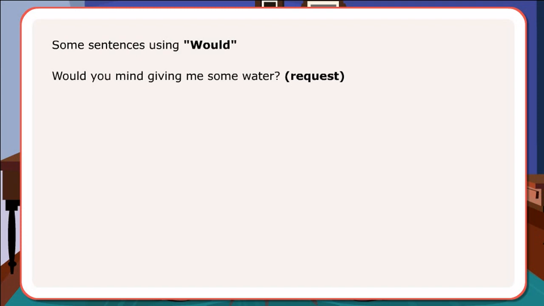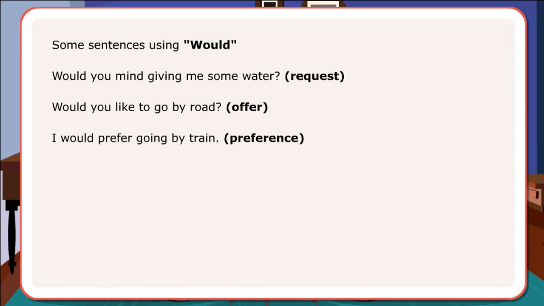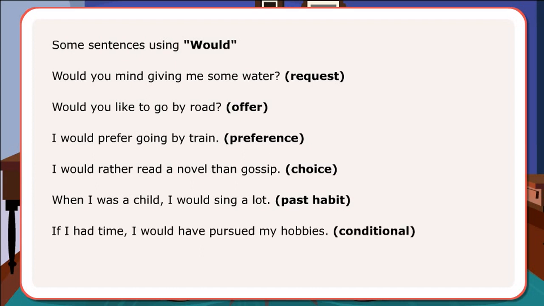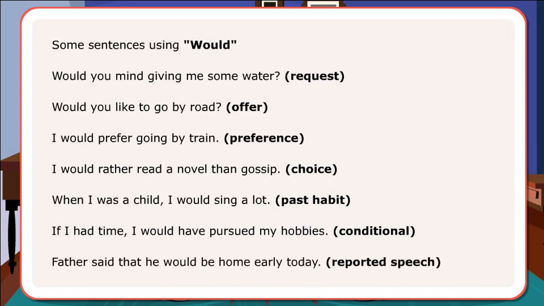Some sentences using would. Would you mind giving me some water? Request. Would you like to go by road? Offer. I would prefer going by train. Preference. I would rather read a novel than gossip. Choice. When I was a child, I would sing a lot. Past habit. If I had time, I would have pursued my hobbies. Conditional.